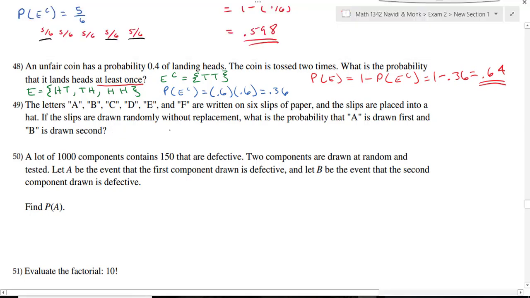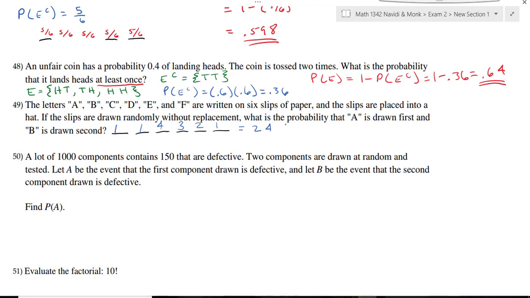We've got 1, 2, 3, 4, 5, 6 slips of paper. So there's 1, 2, 3, 4, 5, 6. If my event is that A is drawn first, how many choices do I have for this first letter? Just one. And B is drawn second, how many choices do I have for this letter? Just one. Then how many choices do I have for the next slip of paper? It could be any letter I want except for A and B. So that would be 4, 3, 2, and 1. That's going to be 24 different ways that I could have A be drawn first and B be drawn second.